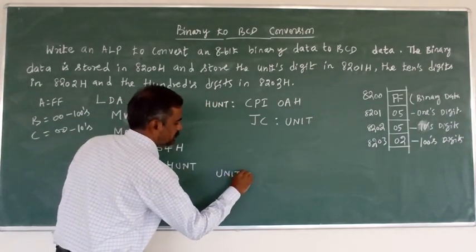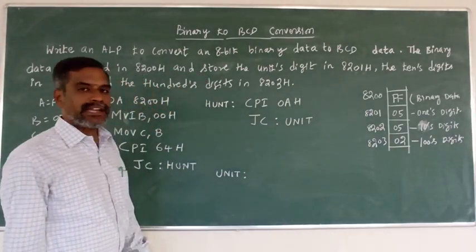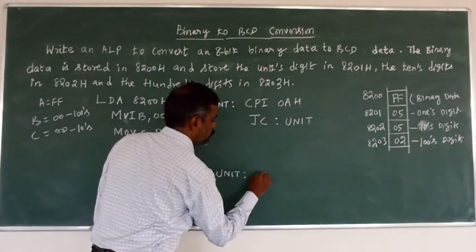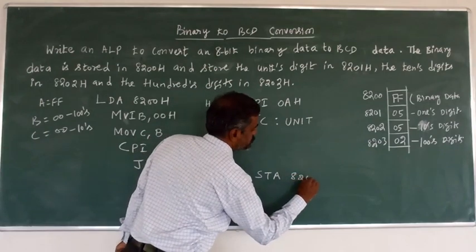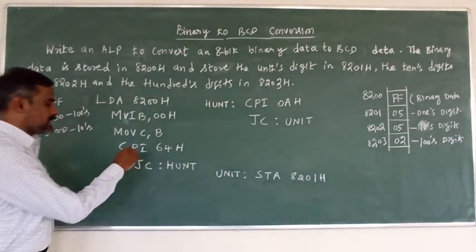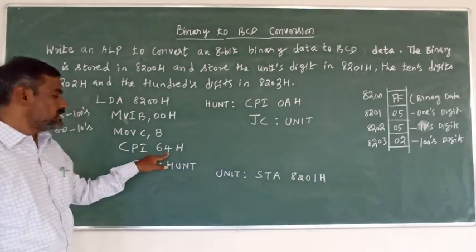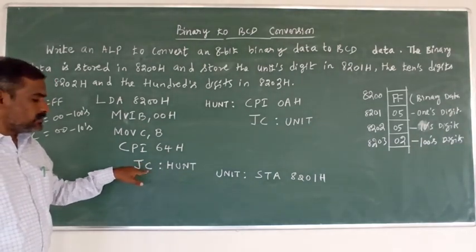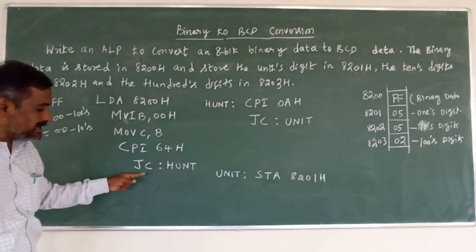Unit means the accumulator result holds the number of ones. Ones we can directly store with STA 8201 address. Okay. Now, comparing the accumulator data with the hundreds, here the carry flag will be reset. Reset means this condition will be unsatisfied. Unsatisfied means execute the next address location.